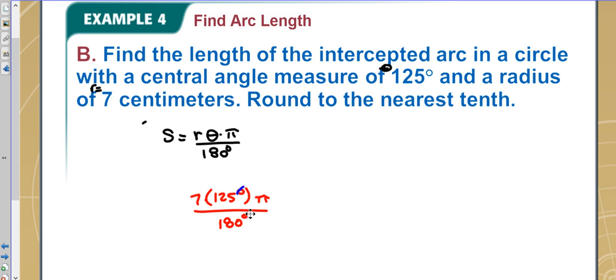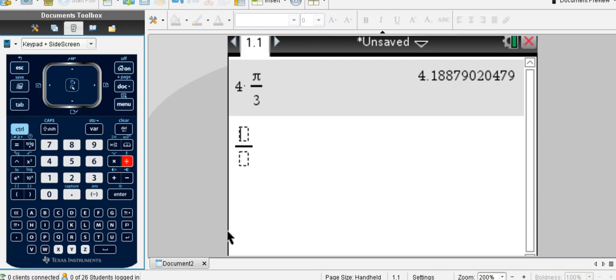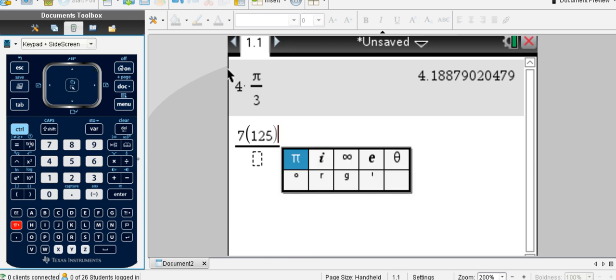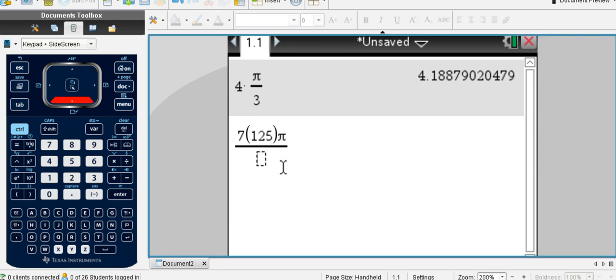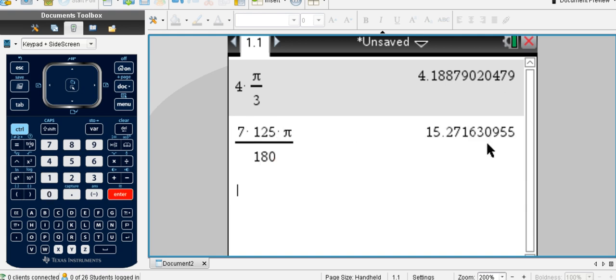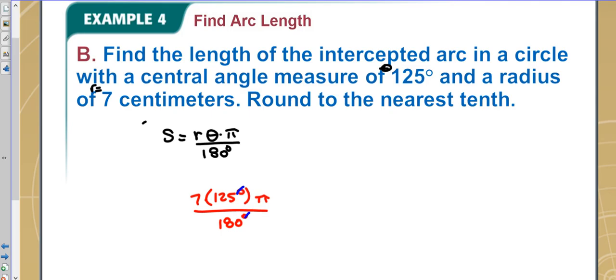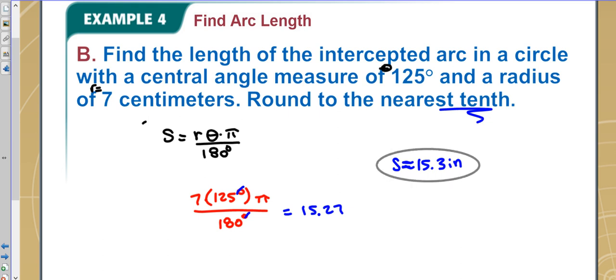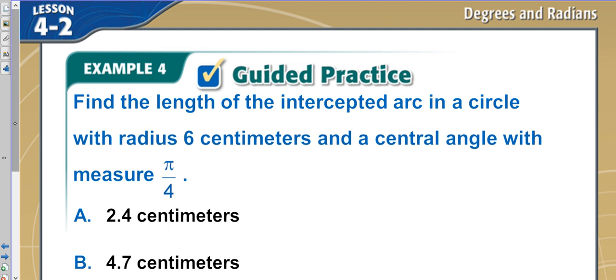As you can see, the degree symbols will cancel out, so let's type this in the calculator and see what we get. So I have a fraction, 7 times 125 times pi, and all that is divided by 180. I get 15.27. It says round to the nearest tenth, so again one decimal place. So S would equal 15.3 inches when I round. And so I'll do the approximately symbol for rounding. And that would be our answer. So now you go ahead and try this one.